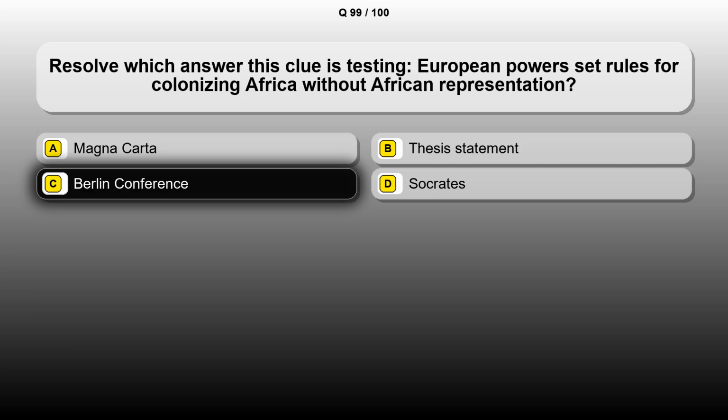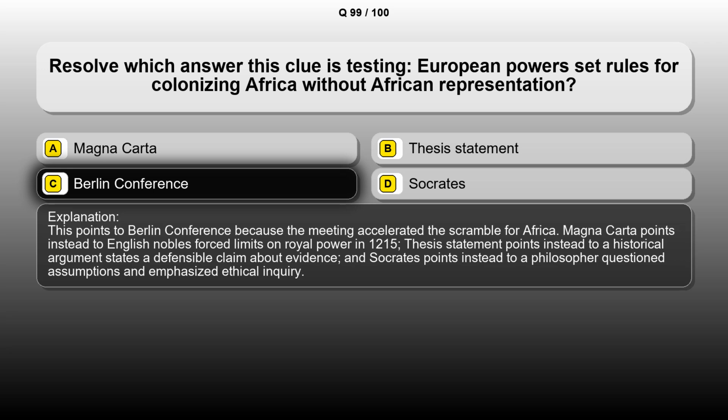The correct answer is option C, Berlin Conference. This points to Berlin Conference because the meeting accelerated the scramble for Africa. Magna Carta points instead to English nobles' forced limits on royal power in 1215. Thesis Statement points instead to a historical argument states a defensible claim about evidence, and Socrates points instead to a philosopher questioned assumptions and emphasized ethical inquiry.